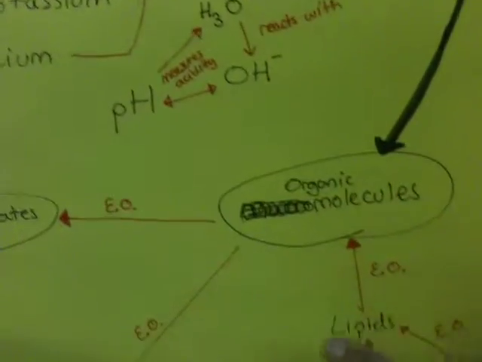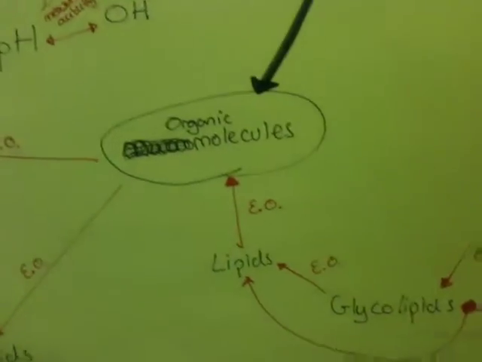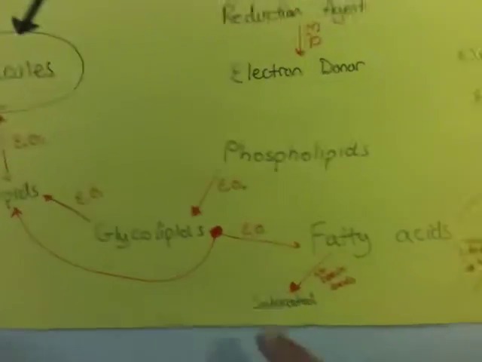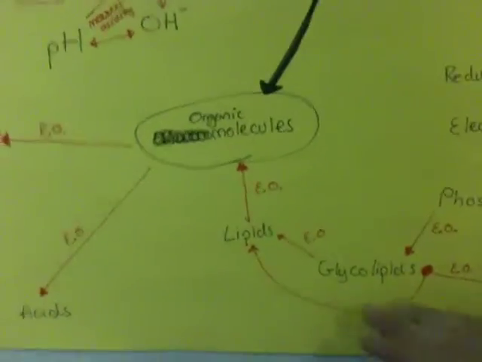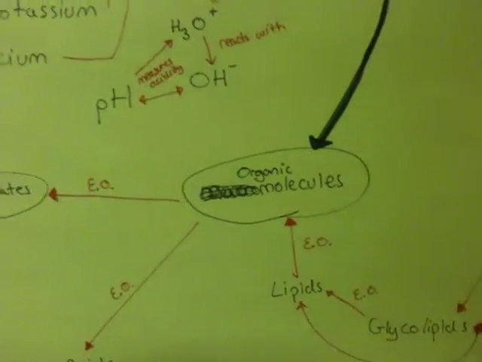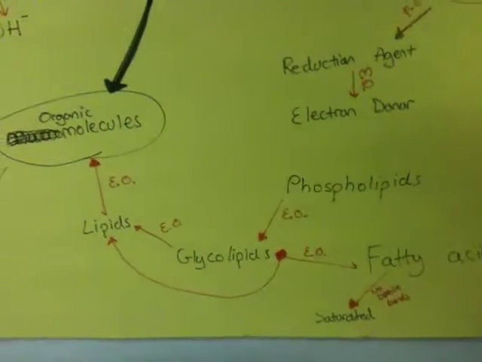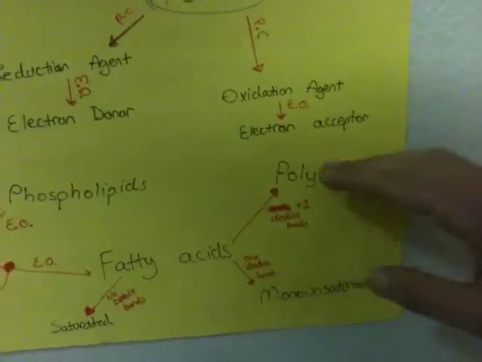Organic molecules, of course, are very important for this class. While I don't have that many links, it's not so much of a web as I would have liked. But I have things going from lipids, and then glycolipids being an example of a lipid, phospholipids also being an example of a lipid, and fatty acids over here also being an example of a lipid. Saturated, monounsaturated, polyunsaturated, I had a little bit more of a branching pattern down there. And that's how I organized it.